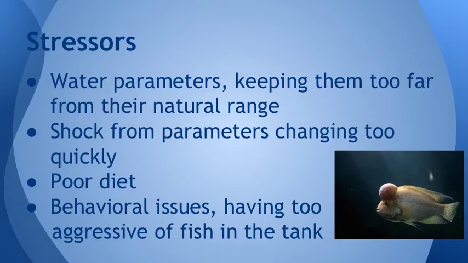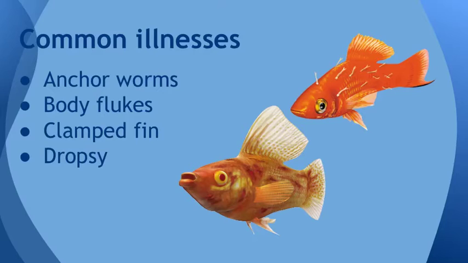Fish get illnesses because they are stressed. Some stressors can be water parameters, which means keeping them too far from their natural range, shock from parameters changing too quickly, poor diet, and behavioral issues like having too aggressive a fish in the tank. And this right here is a result of stress. A common illness a fish face is anchorworms, which is shown here.